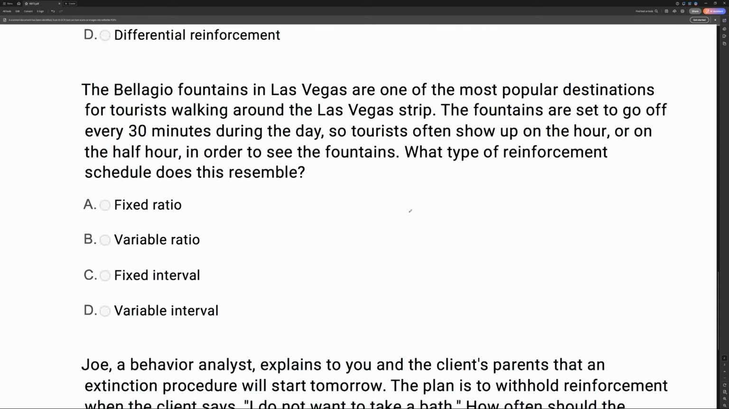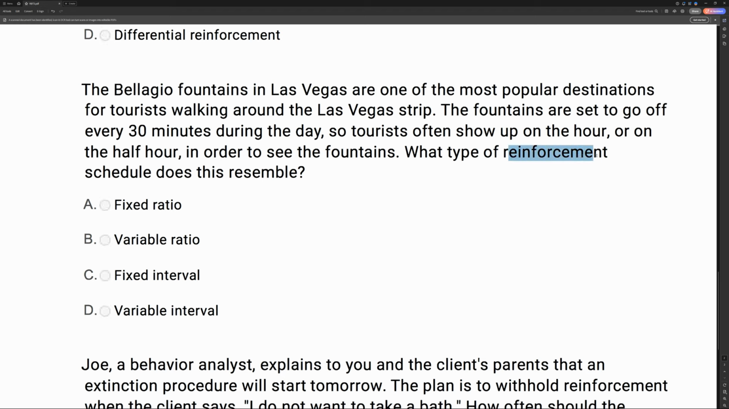The Bellagio fountains in Las Vegas are one of the most popular destinations for tourists walking around the Las Vegas Strip. The fountains are set to go off every 30 minutes during the day, so tourists often show up on the hour or on the half hour in order to see the fountains. What type of reinforcement schedule does this resemble?